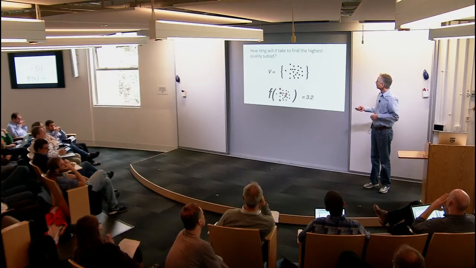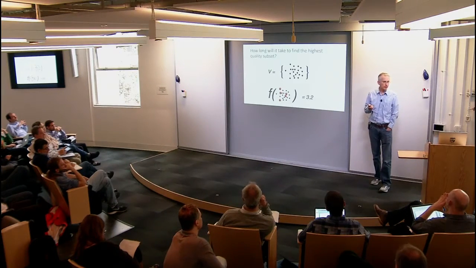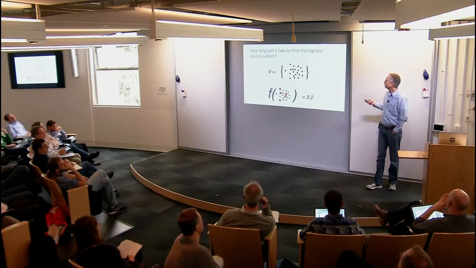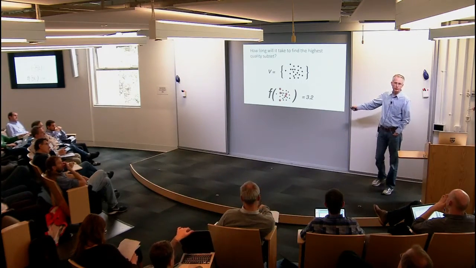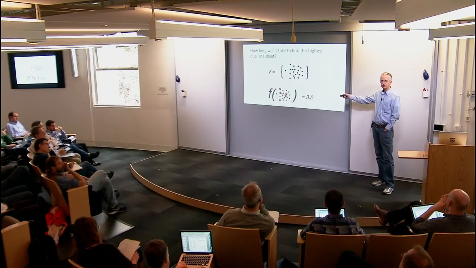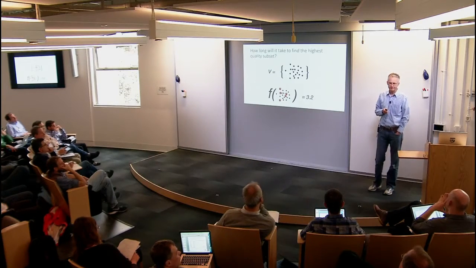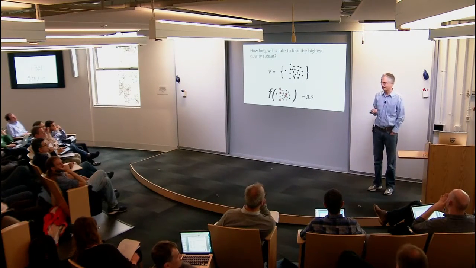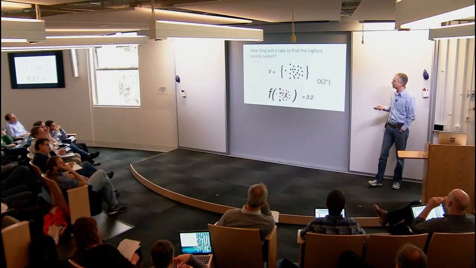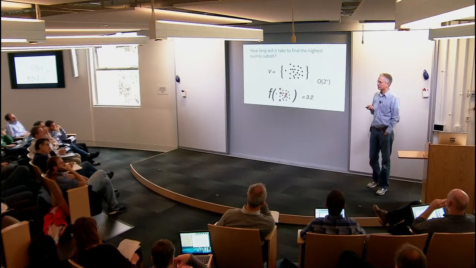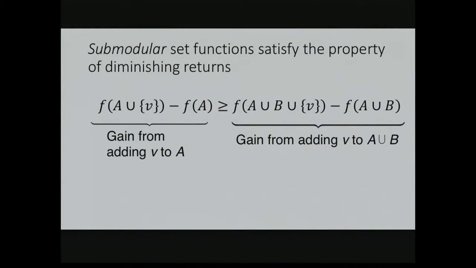Okay, so one immediate problem that is apparent is that if you wanted to try to maximize this particular value, the 3.2, how long do you think it would take using a naive algorithm to find the best possible subset? 2 to the n, right? There's 2 to the n different possible subsets. So that's a long time, typically, unless your subset is very small. Okay, so a submodular function is one that allows us to optimize this more efficiently than 2 to the n.